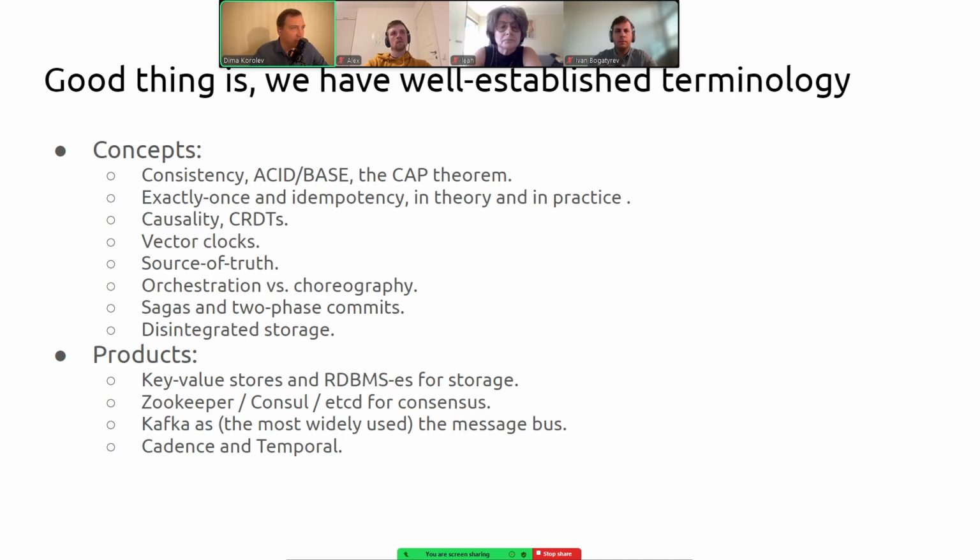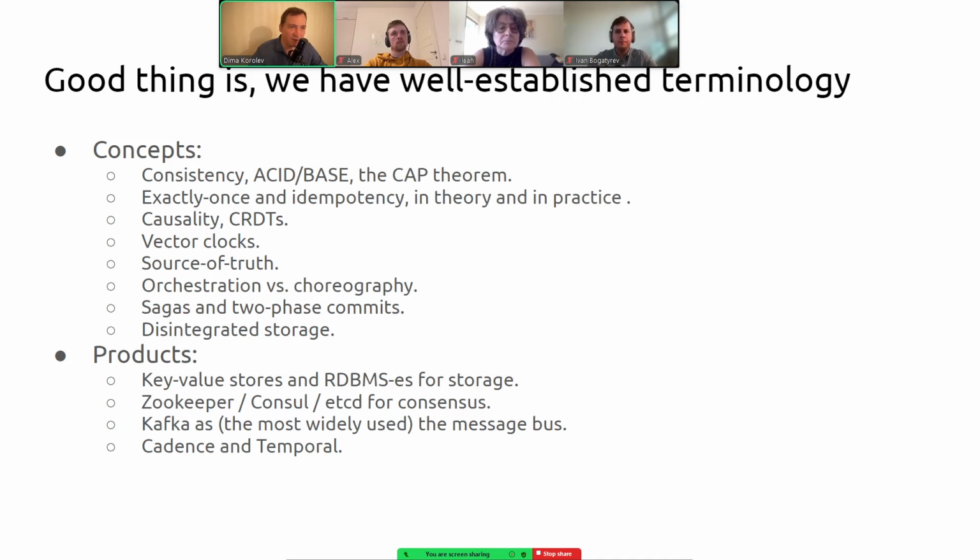CRDTs are the new cool kid on the block. Conflict resolving data types. It's the data structure where I have a slide on that, so we'll get there soon. People talk about vector clocks these days. I have a slide on that too. Actually, I have slides on pretty much all of this, so we can just skip the top part.